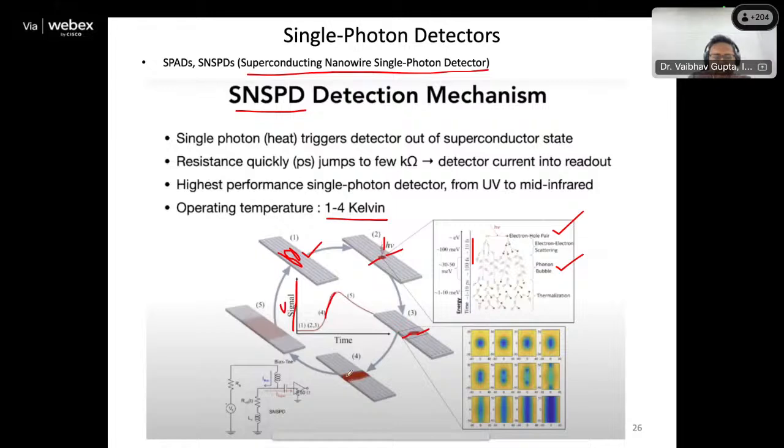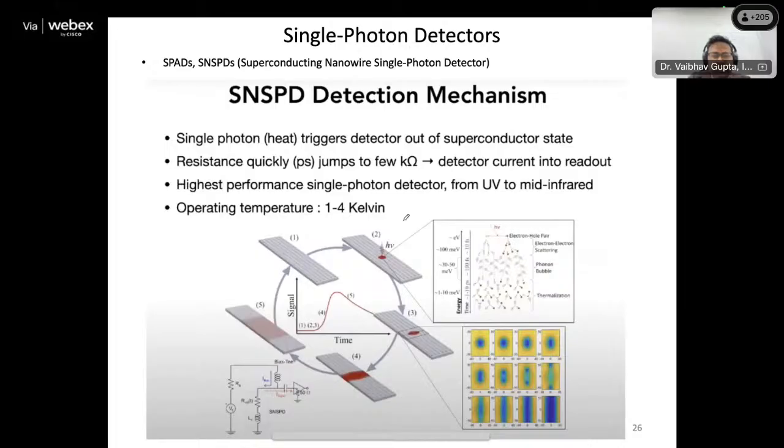At stage 4, you ground these electrons, and once you ground, all the electrons go to the ground, and then again you come back to the superconducting state. So after 4, you go back to 5 and you come back to the superconducting state. And this is what is shown with the simulation as well.